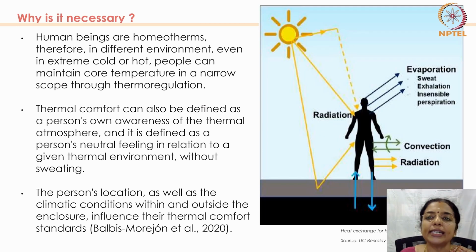So, why is it necessary? Why should we design thermally comfortable buildings? Human beings are homotherms. Therefore, in different environments, even in extreme cold or hot situations, people can maintain their core body temperature in a narrow scope through thermoregulation. So, what are these thermoregulations? We will see a little later.